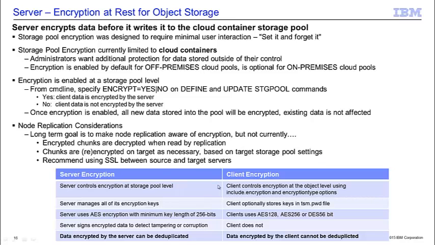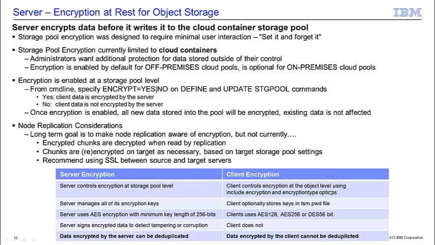This chart here on slide 16 does show the difference between the new server encryption versus the already existing client encryption that's out there. With server encryption, the server controls the encryption at a storage pool level. The server manages all of its own encryption keys. It's using a minimum key length of 256 bytes. It signs the encrypted key so that it can detect any type of tampering or corruption. And the data encrypted by the server can be deduplicated. And that's key right there. This data is still eligible for deduplication using server encryption out to the cloud container storage pools.